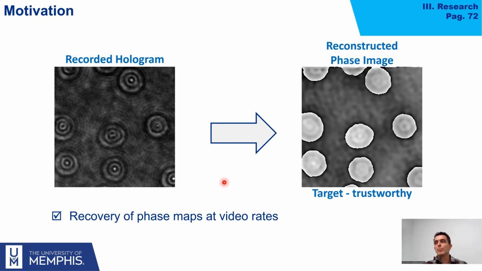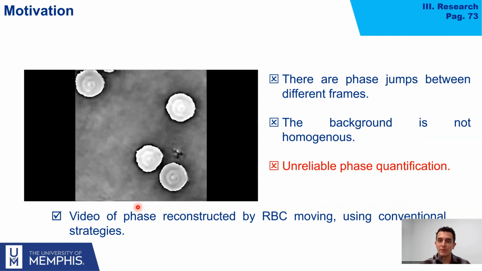So what is the best scenario? The best scenario is that from a hologram, you can retrieve trustworthy phase information, right? The best scenario is recovery of phase maps at video rates. However, as I said before, the conventional algorithms don't allow retrieving the phase images free of any aberration.